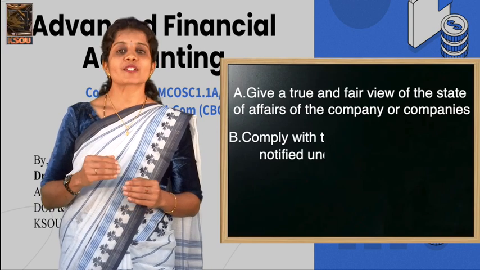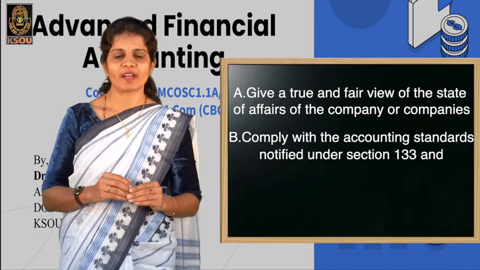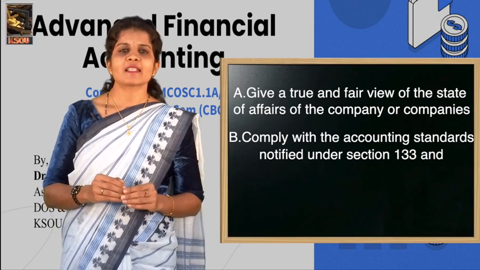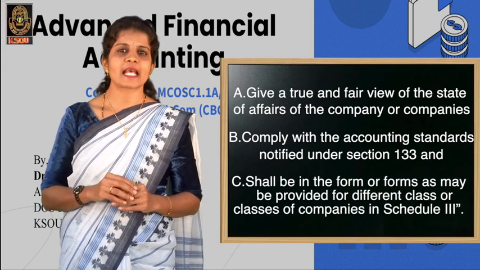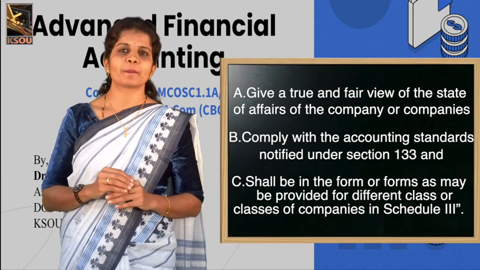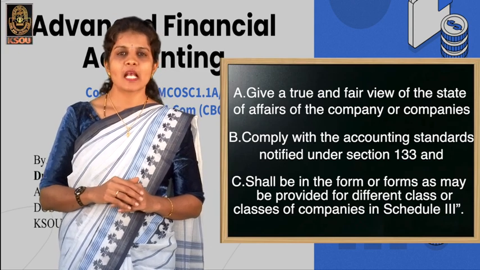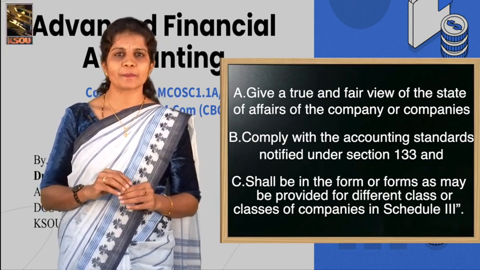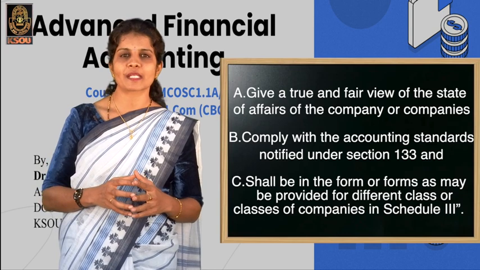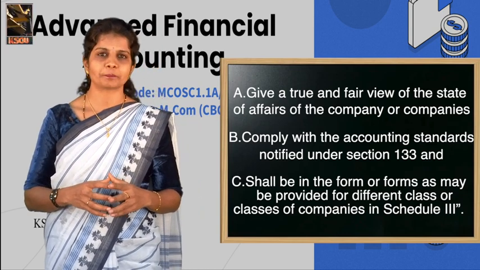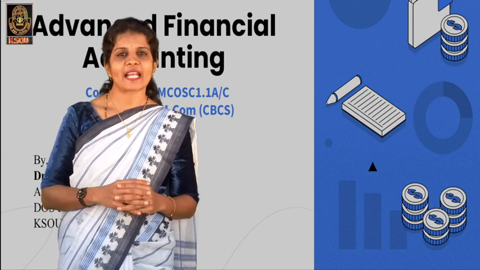And also it should comply with the accounting standards notified under section 133. And the forms, the formats provided by the Companies Act of 2013, shall be as per Schedule 3. So the financial statement of a company must follow these conditions as per the Companies Act of 2013. Now let us discuss the financial year.